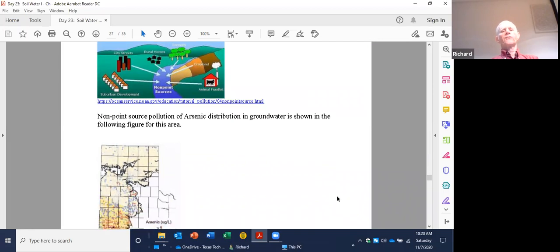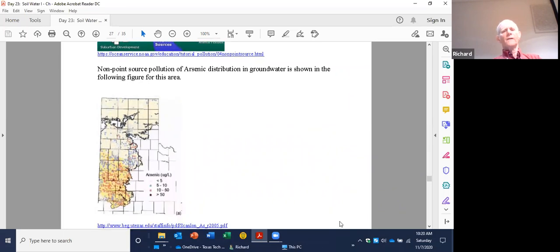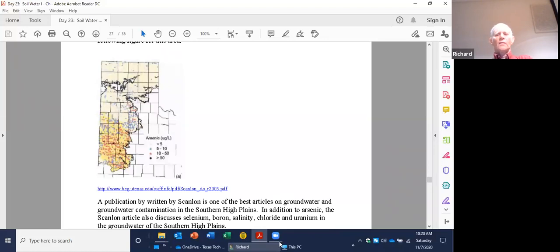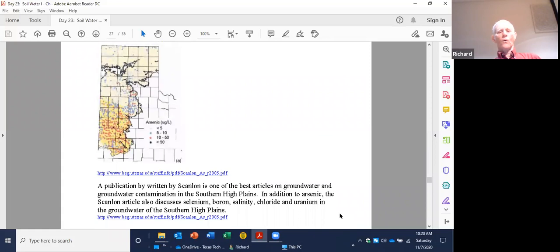Non-point source pollution for arsenic distribution in groundwater is shown in the following figure. Here is the Panhandle and High Plains area of Texas with arsenic in the groundwater. A publication written by Bridget Scanlon is one of the best articles on groundwater and groundwater contamination for the Southern High Plains. In addition to arsenic, the Scanlon article also discusses selenium, boron, salinity, chloride, and uranium in groundwater on the Southern High Plains.